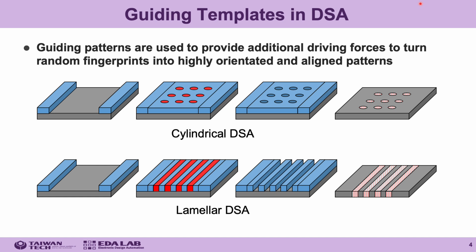For example, if a guiding template is first used to generate this trench, cylindrical DSA can generate an aligned hole pattern, which becomes vias or contacts by removing the minority monomer and filling metal material. In addition, lamellar DSA can generate a regular line-space pattern with a similar process as shown in the figure.